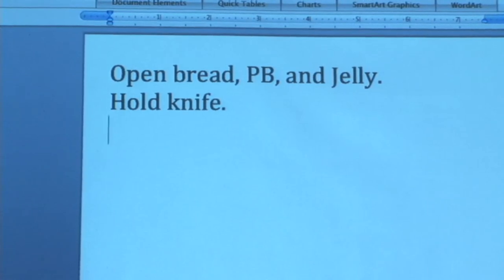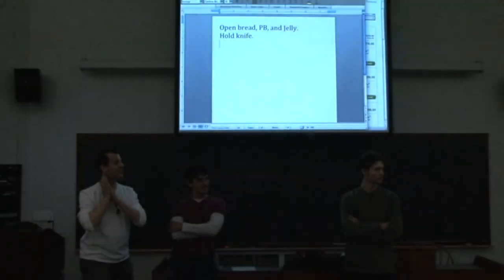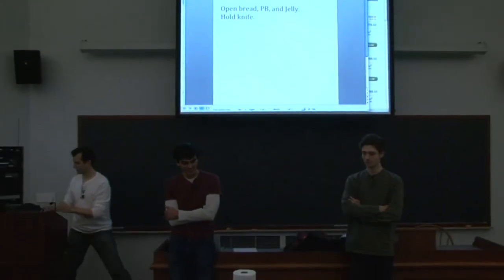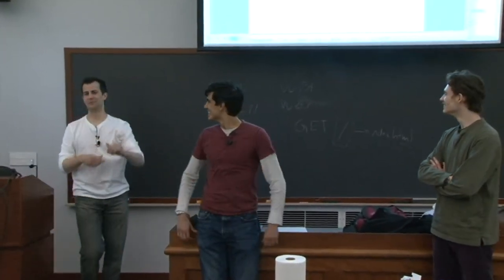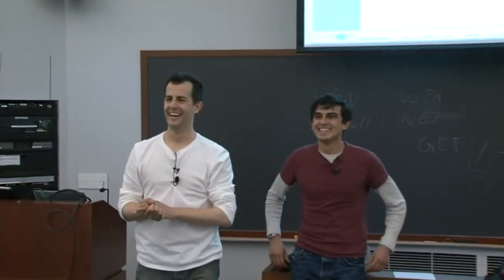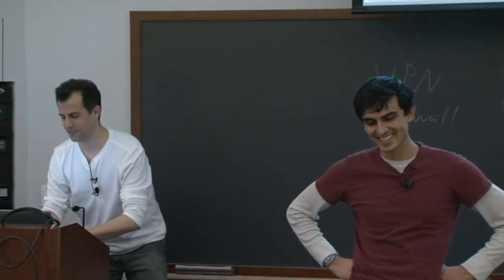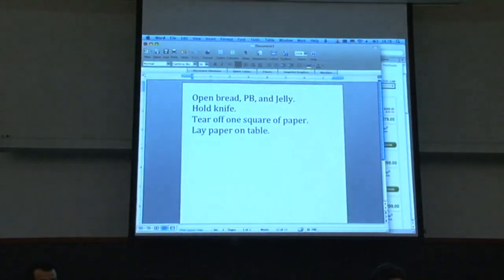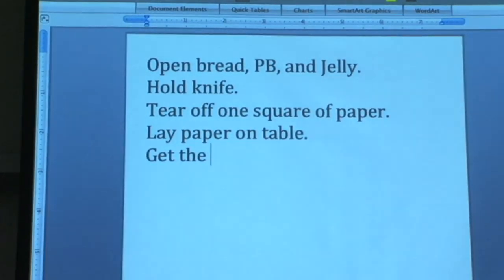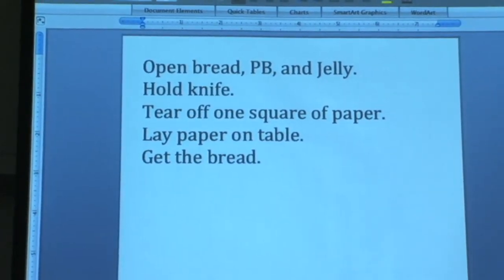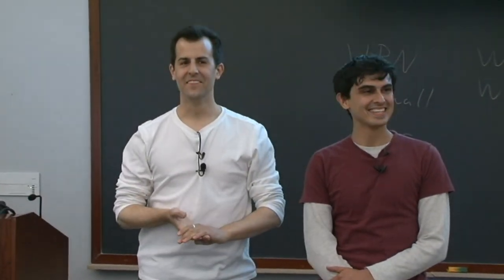Step three: tear off one square of paper towel. This will be a real good group activity. Step four: lay paper on table. This is going to be fun. Step five, someone else: get the bread. I look forward to seeing that precision. Okay, next. It's going to be quality.